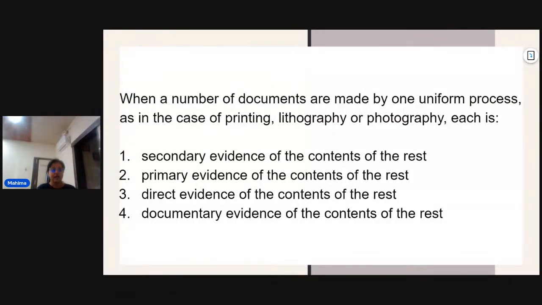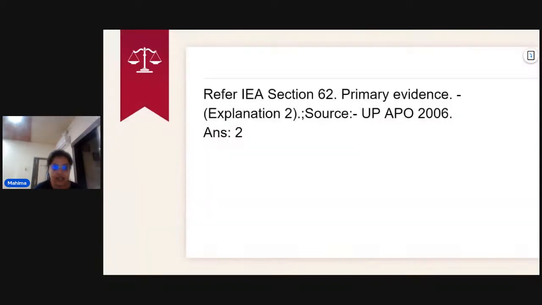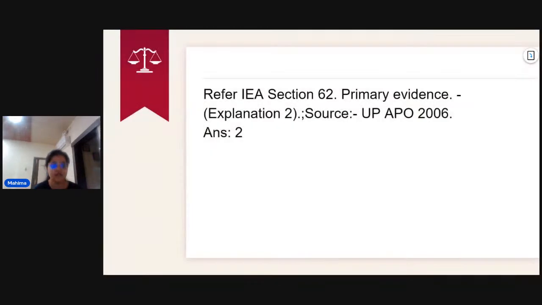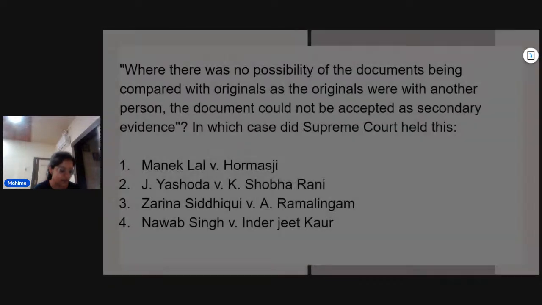Everyone is correct. When a number of documents are made by one uniform process, as in the case of printing, lithography, or photography, each is secondary evidence of the contents of the rest, primary evidence of the contents of the rest, direct evidence of the contents of the rest, documentary evidence of the contents of the rest. Direct or bare question. Let's see. It is a primary evidence of the contents of the rest. It is section 62. Yes, Pritika is right.